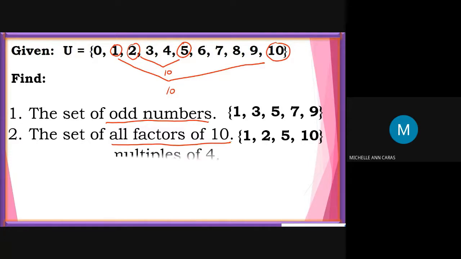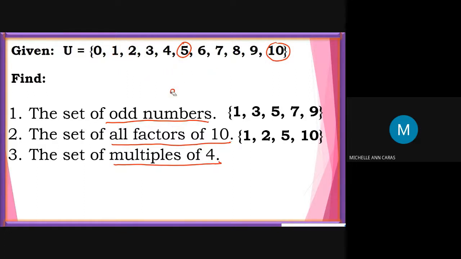Okay, next, number 3. The set of multiples of 4. So we're going to find the multiples of 4 in our given set U. And what are the multiples of 4? We all know that multiples of 4 start, of course, at 4, followed by 8. So therefore, the multiples of 4 are 4 and 8.